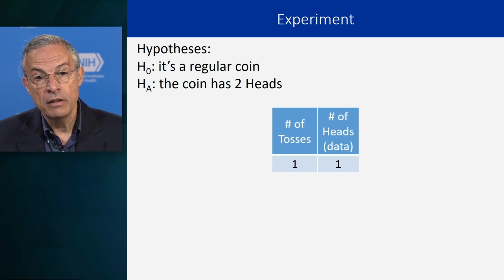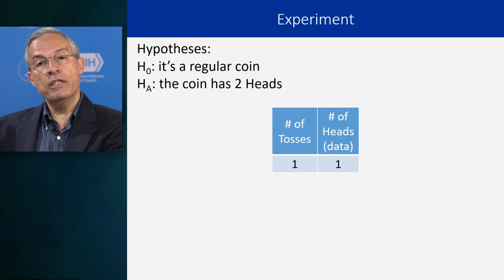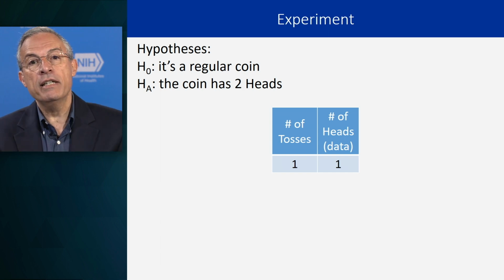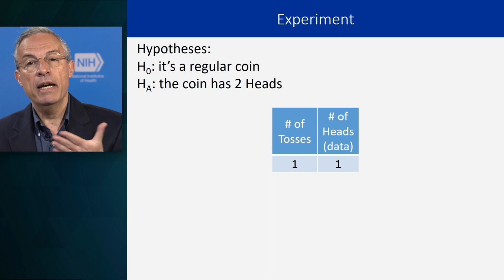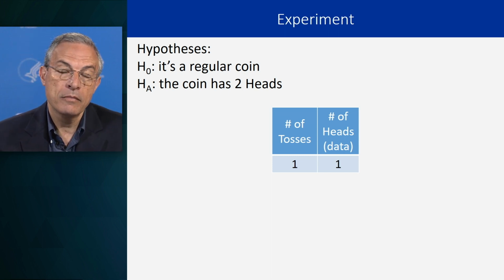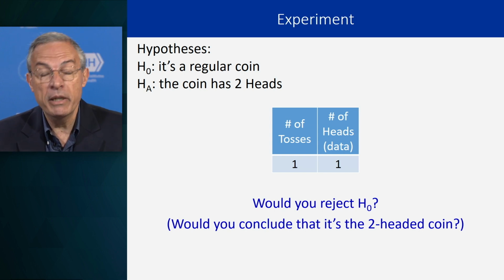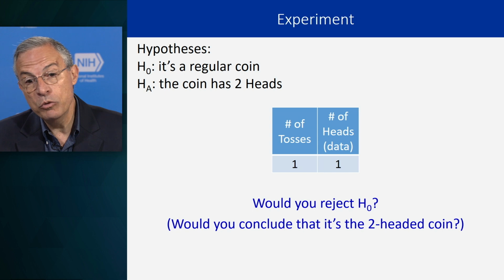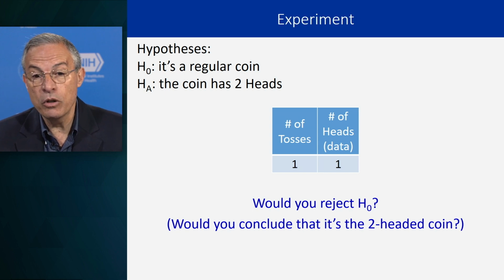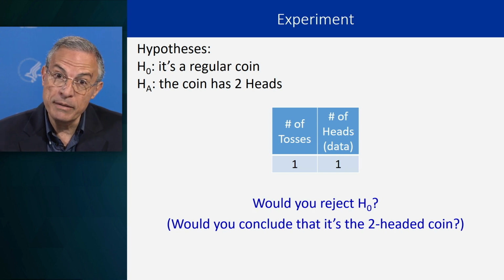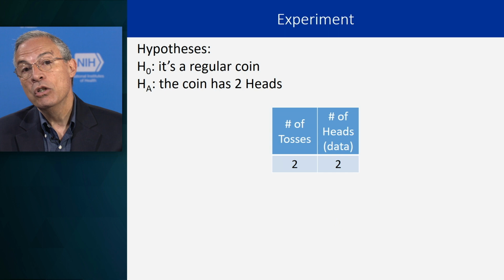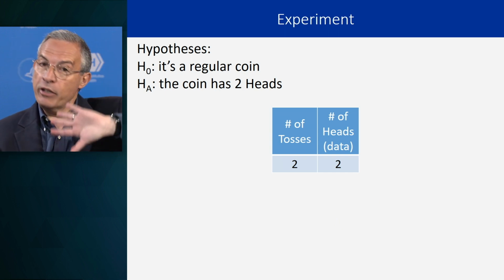So I go to the lab, I toss it once, I come back to you and I say, I tossed it once and I got one head. Are you ready at this point to make a decision? Would you reject H0? Would you conclude that it's the two-headed coin because I got one head out of one toss? Chances are that you wouldn't. It's just way too early. So forget the first experiment. This is important. Forget the first experiment.